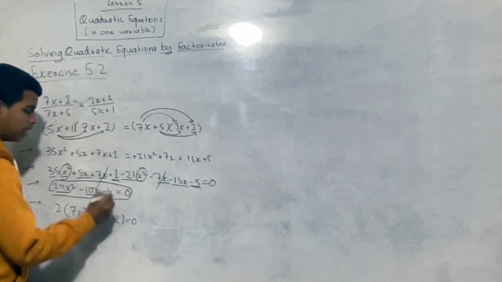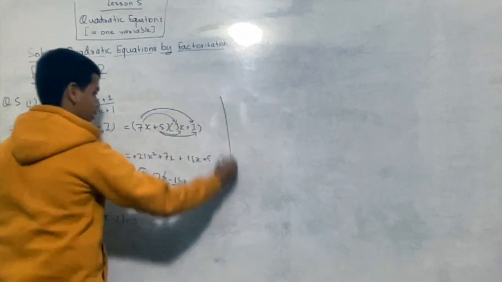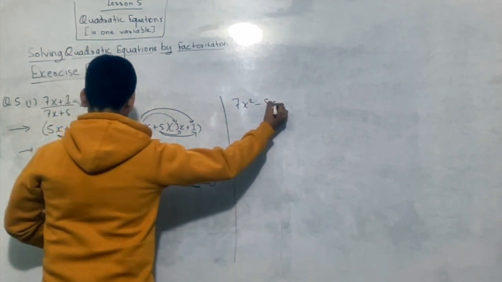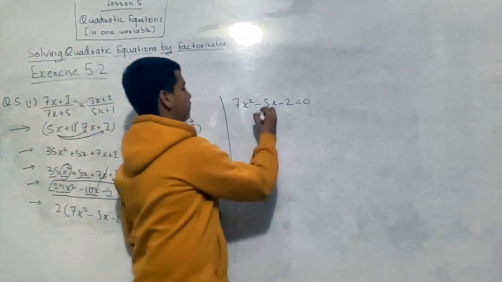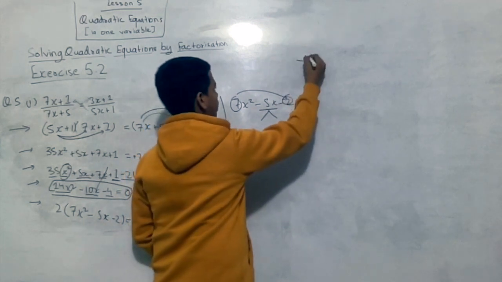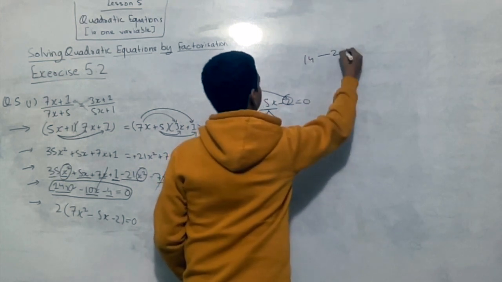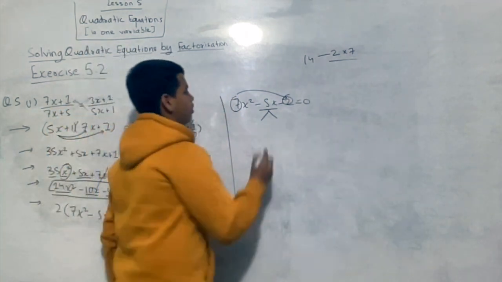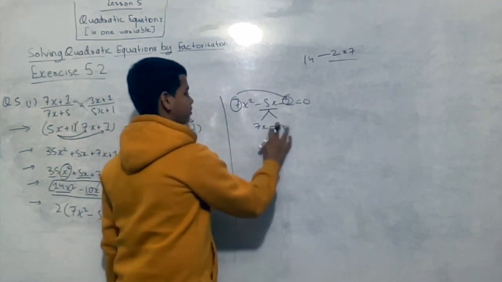Now when we take 2 to that side, what we will get is 0, because 0 divided by 2 is 0. So what did we get? We got 7x square minus 5x minus 2 is equal to 0. Now it is easier for us to solve this equation. So we have to split minus 5x into such terms so that the product is 7 times minus 2, which is minus 14. Here we got 7 into 2 is 14 and 7 minus 2 is 5. So here we can just write 7x minus 5x minus 2x.